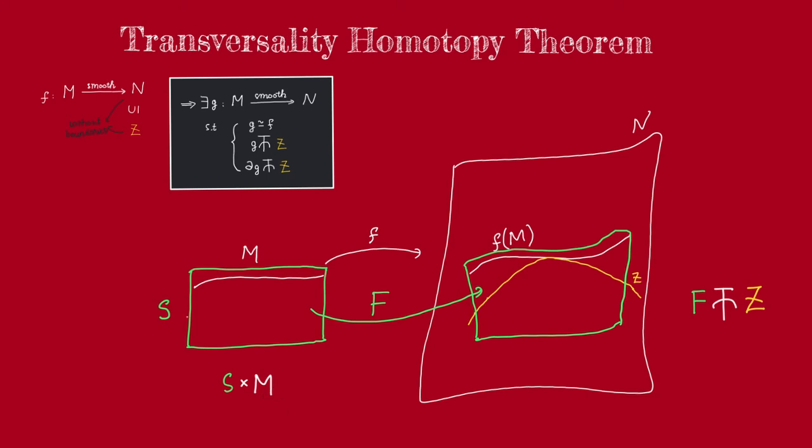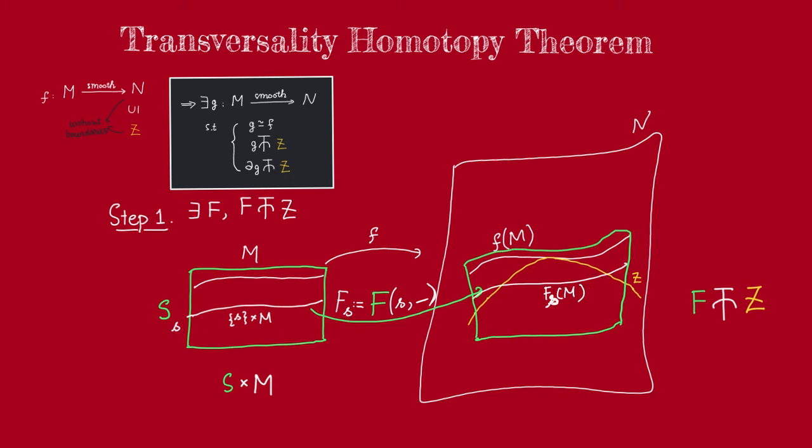Observe that for every little s in S, we have a copy of M. And if we restrict this big F to that copy, then we can view this as a map from M into N. We will denote the map at level s by this. Thus, we have a family of maps from M into N, parametrized by S. Alright, so step 1 of the proof is to show that there exists such a family.